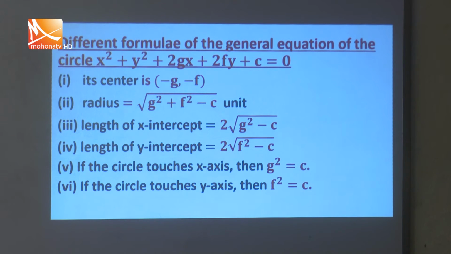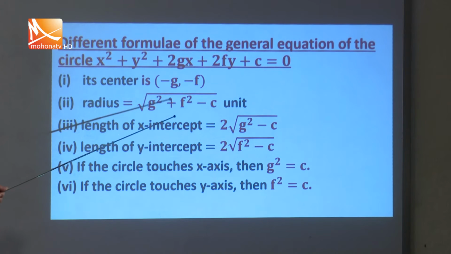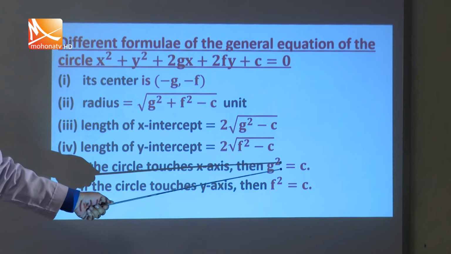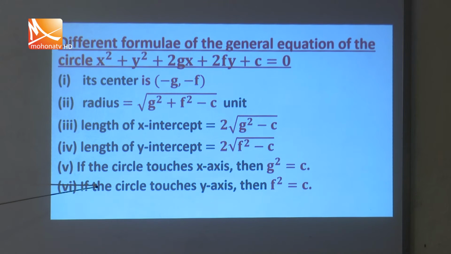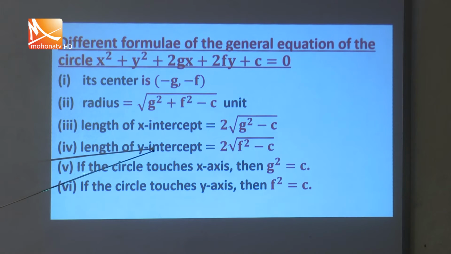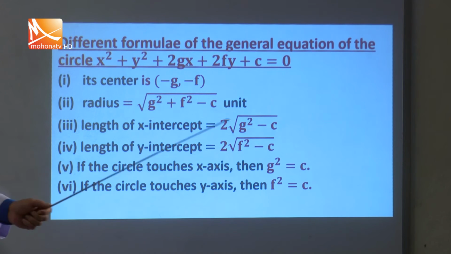If the circle touches the x axis, then what will be the condition? The length of the intercept will be 0. That is, 2 root g square minus c equals 0. By making calculation, it will be g square equals c. Similarly, if the circle touches the y axis, then the length of the y intercept equals 0. So by making calculation we get the relation f square equals c.